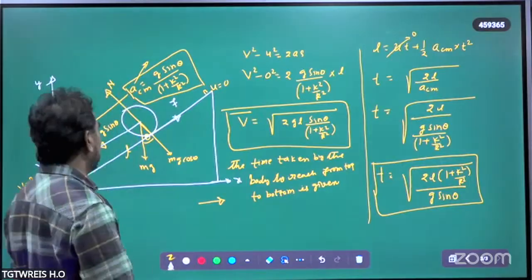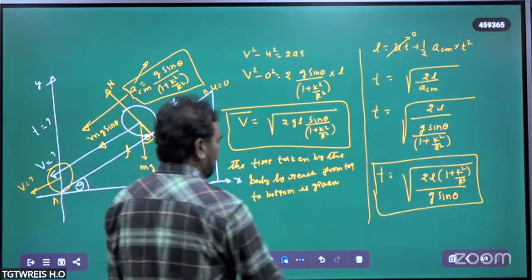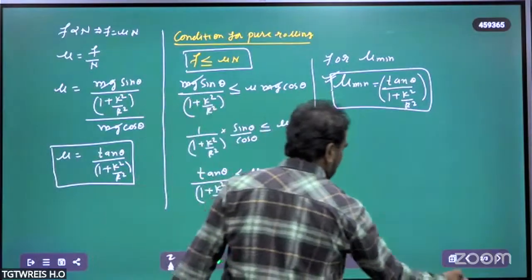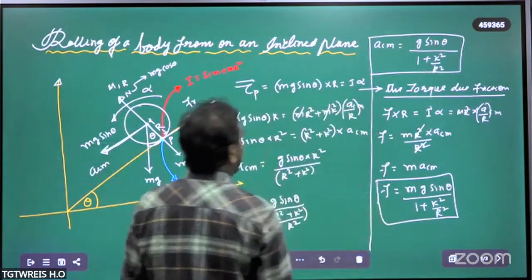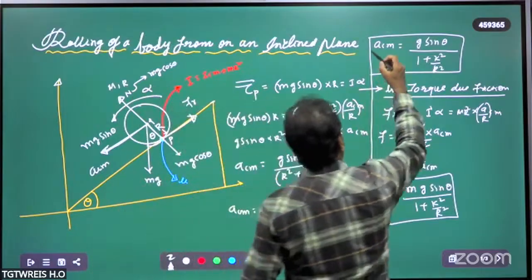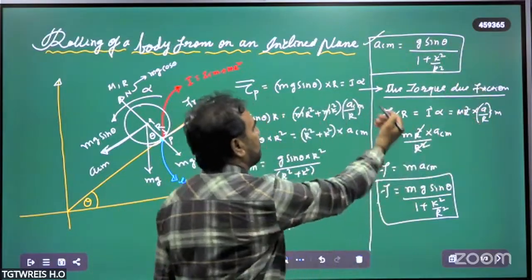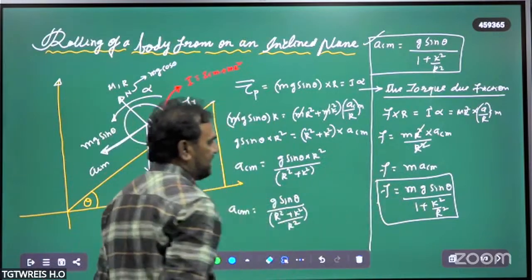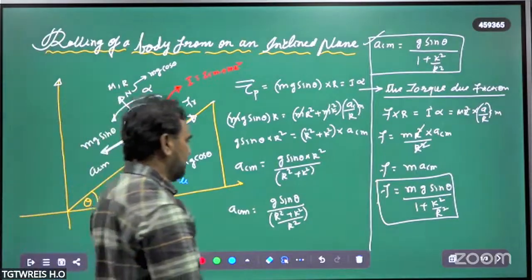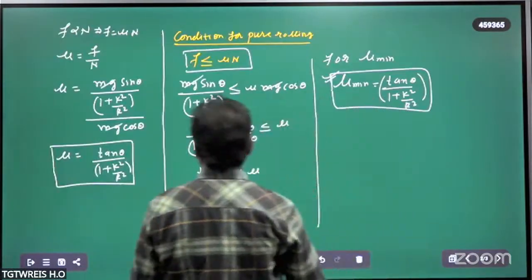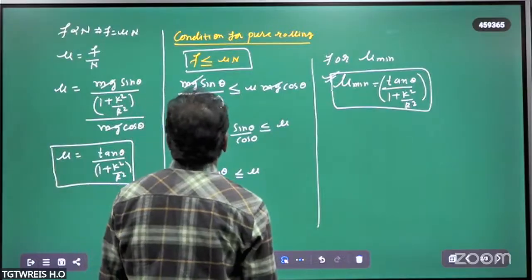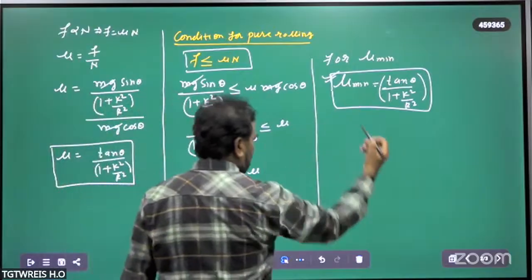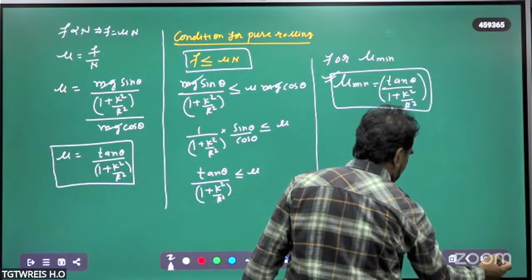Is it clear? So how many points are there in this? First of all, we have calculated the acceleration of the center of mass in this case, given by ACM is equal to g sin theta upon 1 plus k square upon r square, and the frictional force would be equal to mg sin theta upon 1 plus k square upon r square. The next one is the minimum coefficient of friction required for pure rolling, which is equal to this much. Okay, is it clear?